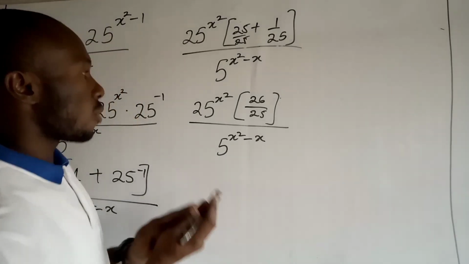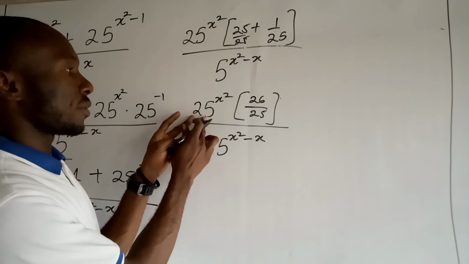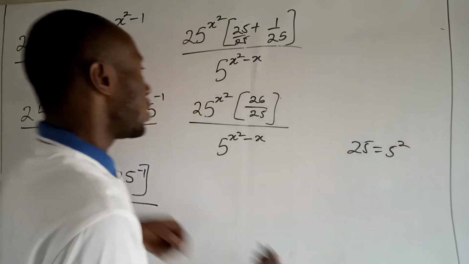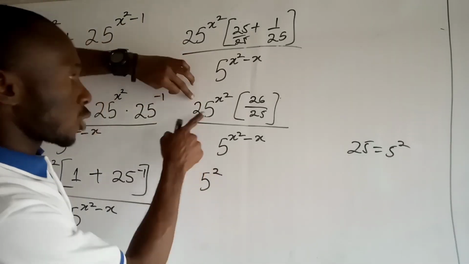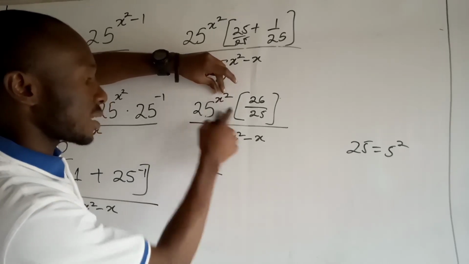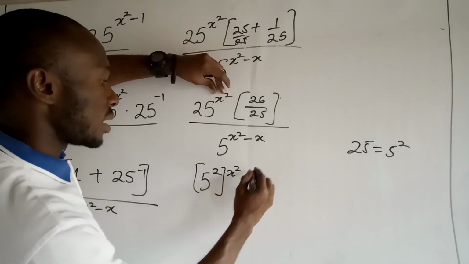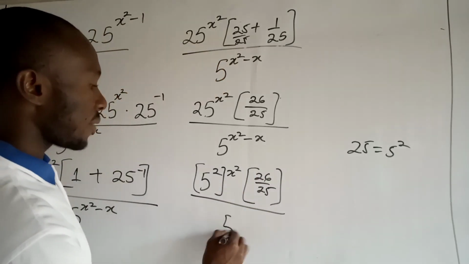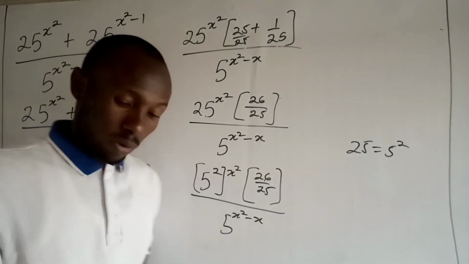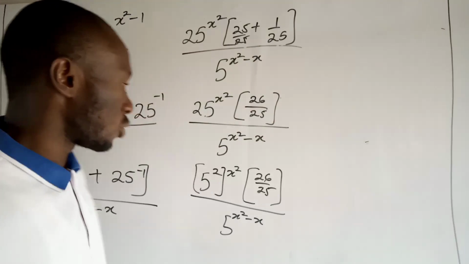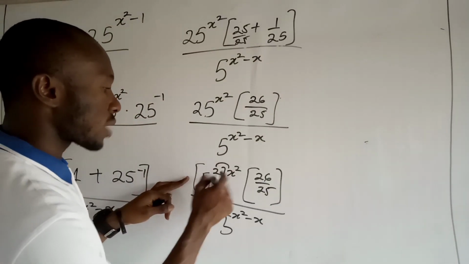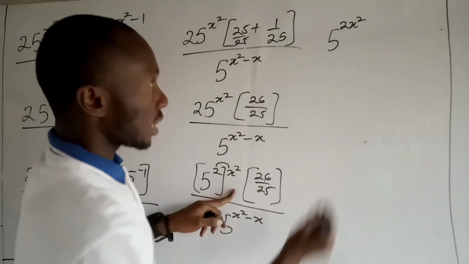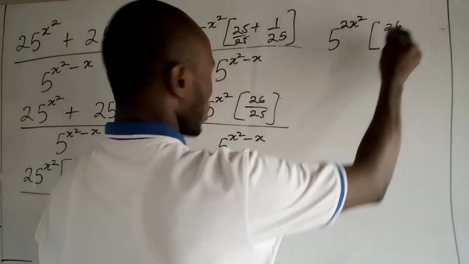Very good. So the next thing you want to do now is rewrite 25 in powers of 5. You know 25 is also the same as 5 to the power 2. So I'm going to write this guy as 5 to the power 2, but remember it has this guy as its power, so you always put it there, x squared. Then times 26 over 25 all over 5 to the power x squared minus x. Oh, it's getting long, right? So the next thing you want to do is distribute: 2 times x squared will give me 2x squared. So I have 5 to the power 2x squared then times 26 over 25.